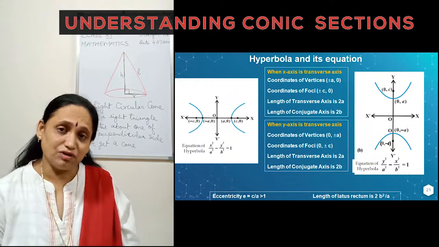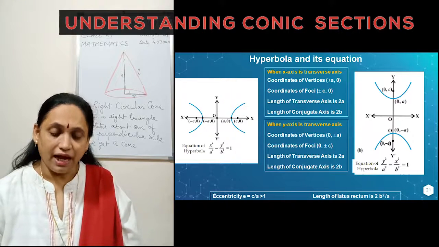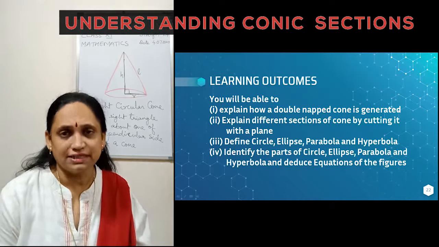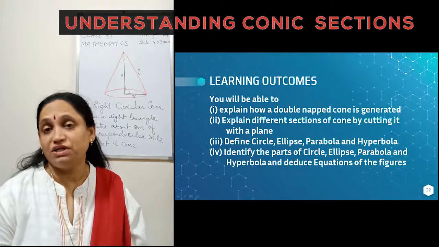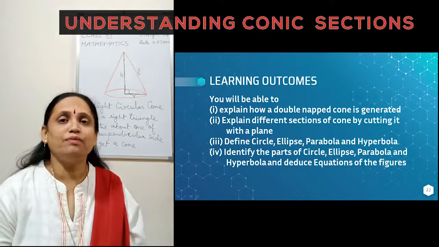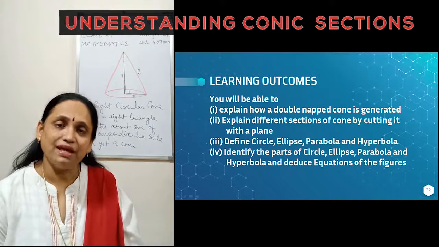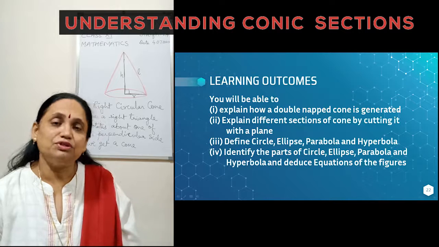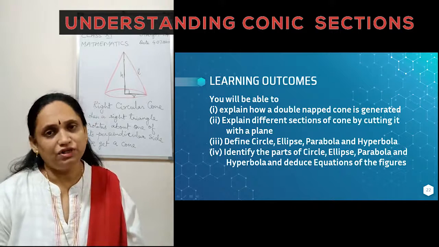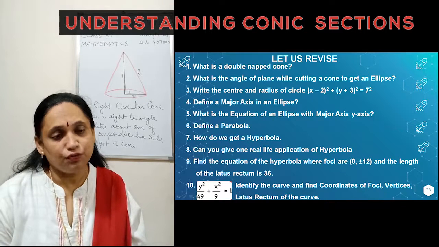This completes our concepts that are related with conic sections. I hope you have understood all these. And I'm very sure that this particular lesson has helped you to understand, and you will be able to explain how a double napped right circular cone is generated. You will also be able to find the different cross sections of the cone, and you will be able to explain their definitions. You will be able to identify the different parts of these figures and find out the equations. Let us revise with the help of these few questions.